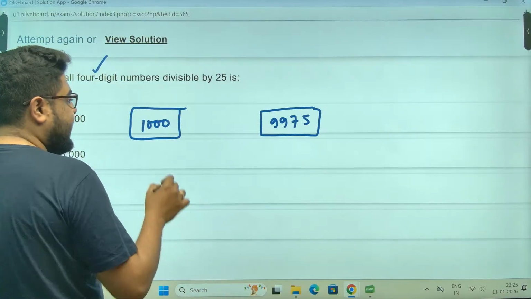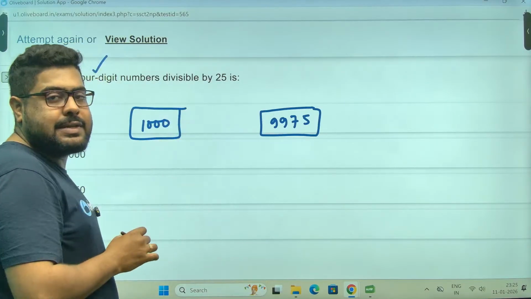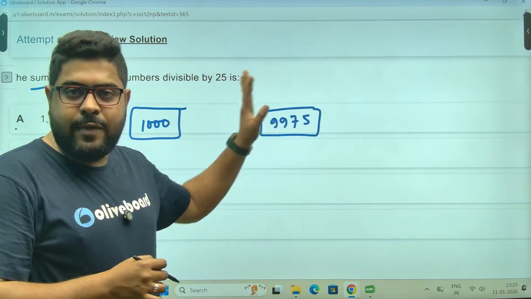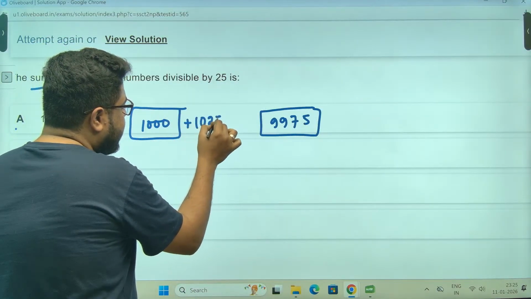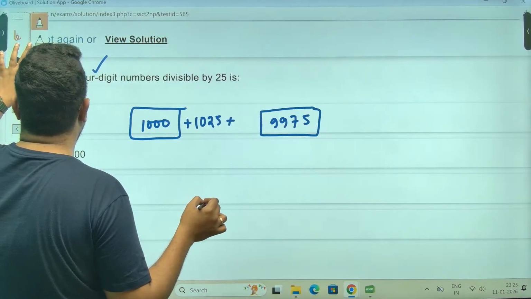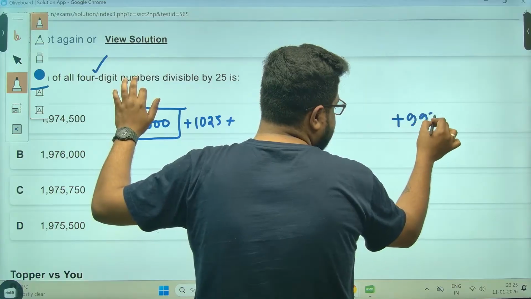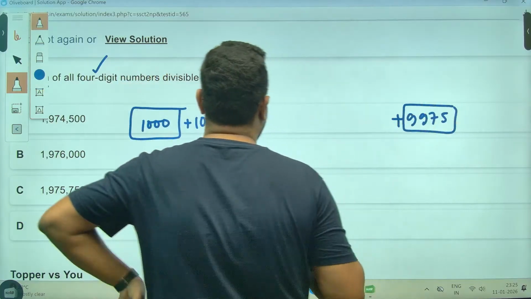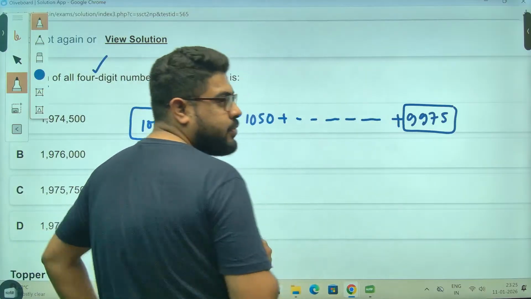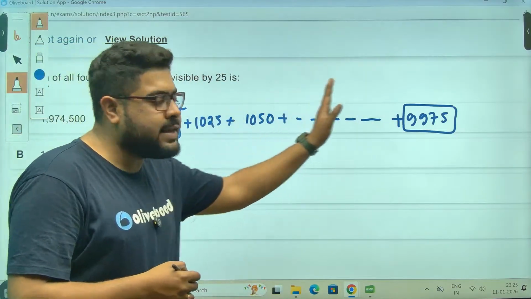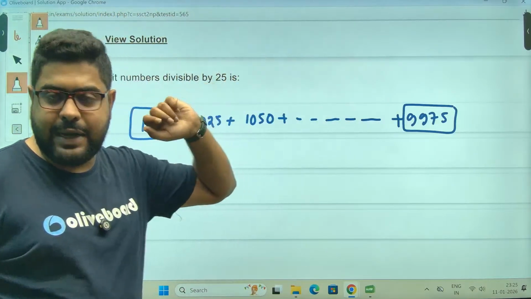Sir, what do I need to do? I need to find the sum of this AP series. Now again, please understand, every number will be a multiple of 25. So the next number will be 1025, then 1050, and it will go on so, ending at 9975, the last number. So this AP series is increasing by 25 each, because every number has to be a multiple of 25.